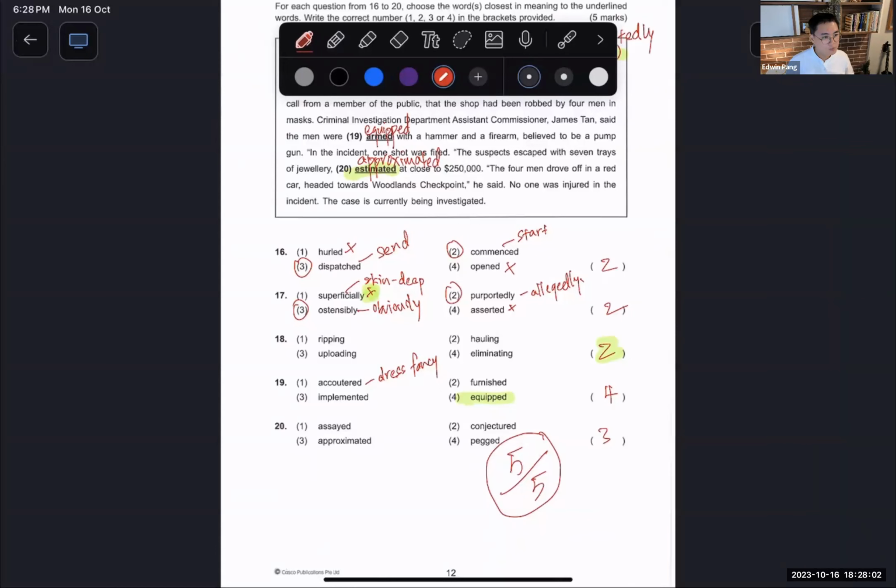Promise me you read more. Promise me you do more vocabulary, because this is going to be really important. 7 or 8 is kind of the target for this section. If you can achieve that, you're pretty safe for AL3 and above.